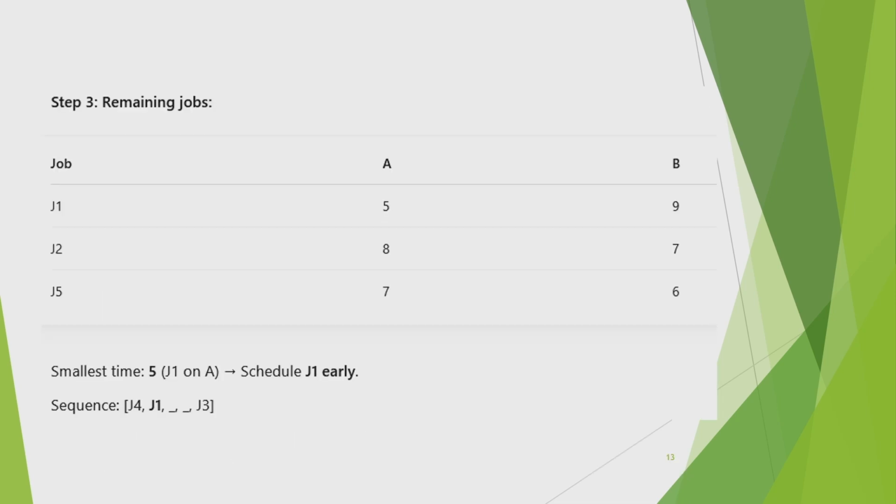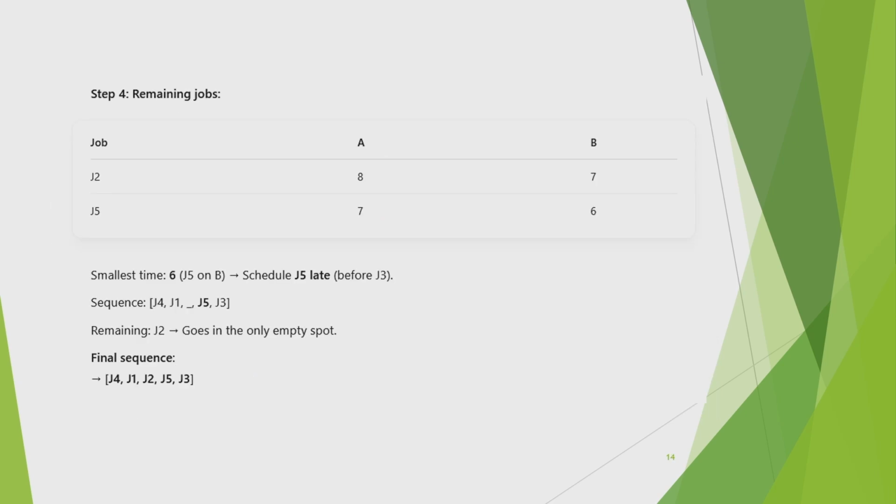Okay. Then remaining jobs, job J1, J2, J5. So therefore this is 5, 8, 7, 9. So what is the shortest time? 5. And which is job J1 on A. So it is first machine. So schedule J1 early. So J4, J1. Okay. And then J3 is at the last. Then in the remaining jobs 8, 7, J5, 7, 6. Minimum time is 6. J5 on B, schedule J5 late, that means before J3, so you put it here. And remaining J2 automatically goes here. So therefore your sequence becomes J4, J1, J2, J5 and J3.